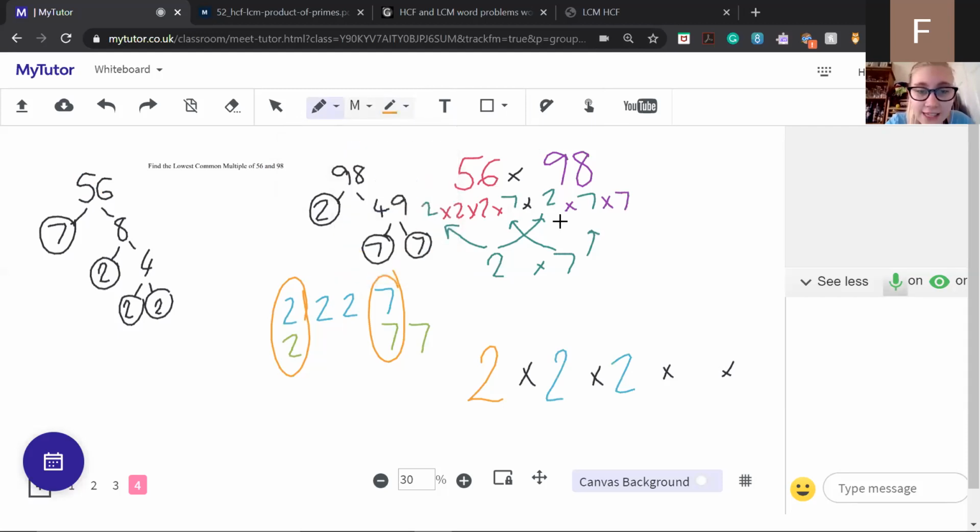And then they can share this 7 as well. They've both got a 7 in them. Why don't they share it? And then we do have to multiply by another 7 to make sure that it's a multiple of 98.